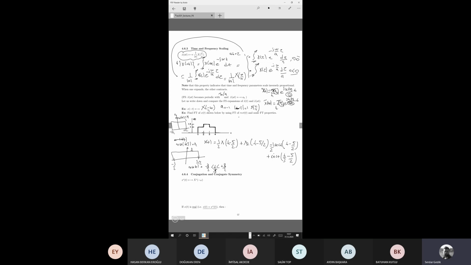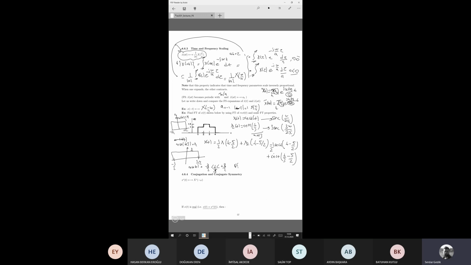Well, first remember that x1 of t, which is rect t, has Fourier transform sinc omega over 2 pi, and x2 of t is rect t over 3, with, of course, a equal to 1 over 3 in this example, and it has Fourier transform 3 sinc 3 omega over 2 pi. So this is the Fourier transform for x2 of t.